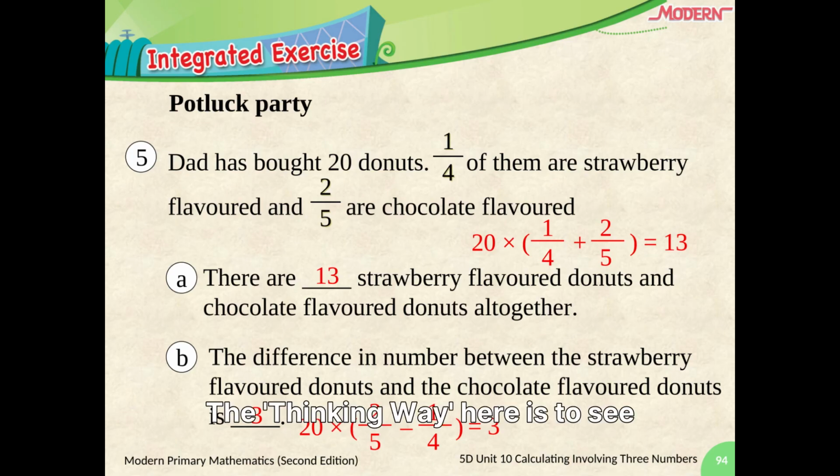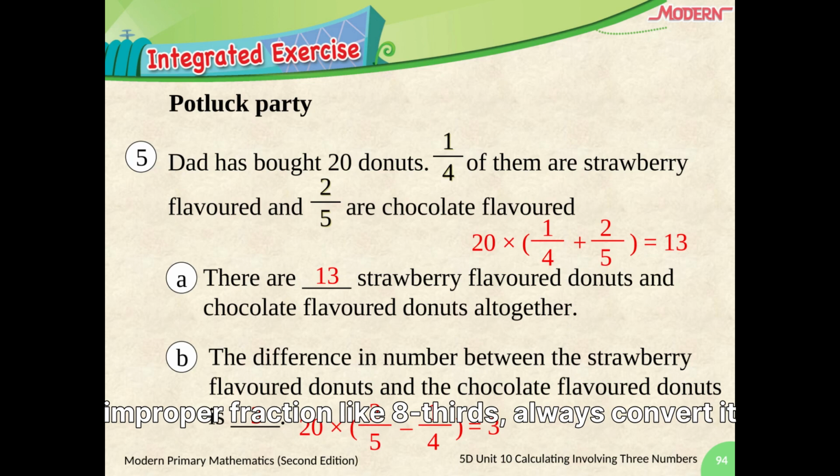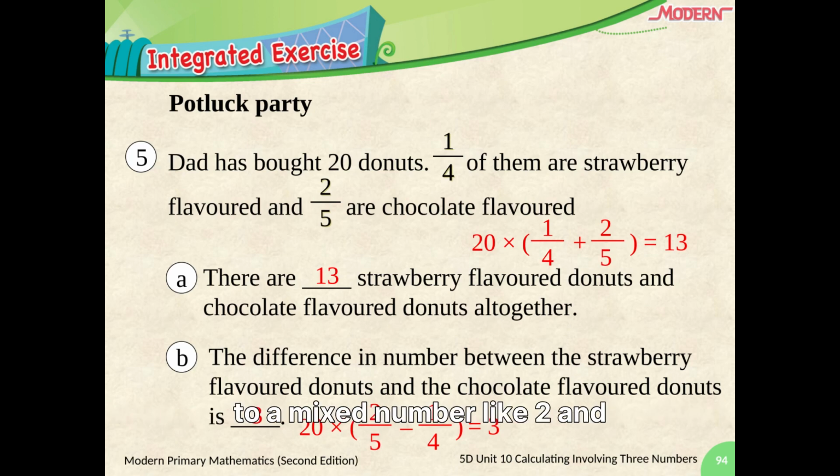The thinking way here is to see that dividing by a small part actually makes the number bigger. It's like finding how many slices are in a pizza. The smaller the slice, the more pieces you have. Know-how tip. If your result is an improper fraction like 8/3, always convert it to a mixed number like 2 and 2/3 for your final answer. It makes the quantity much easier to understand in the real world.